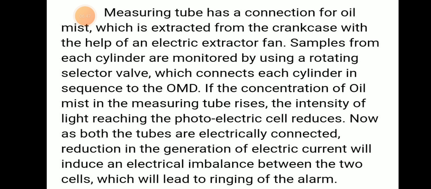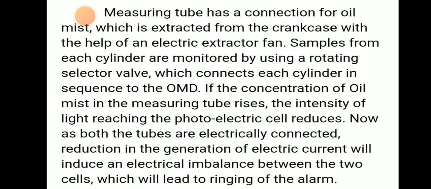If the oil mist concentration in the measuring tube rises, the intensity of light reaching the photoelectric cell reduces. If the oil density increases, the light intensity is reduced. In the reference tube the light will glow very brightly, but in the measuring tube, due to the thick oil, the density is very high, so the intensity of light will be reduced.